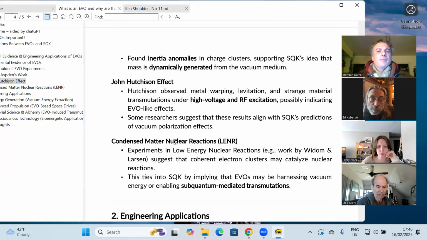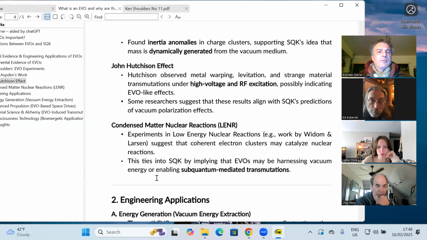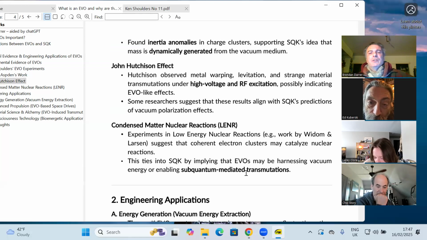Condensed matter nuclear reactions: experiments in low-energy nuclear reactions, for example work by Widom and Larsen, suggest that coherent electron clusters may catalyze nuclear reactions. This ties into SQK by implying that EVOs may be harnessing vacuum energy or enabling subquantum mediated transmutations.